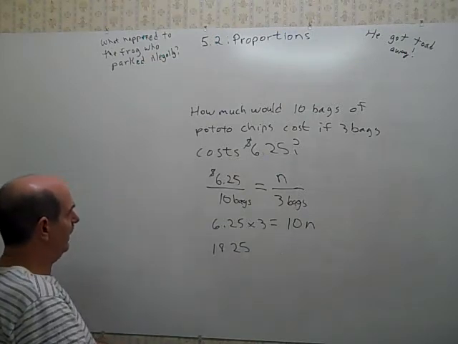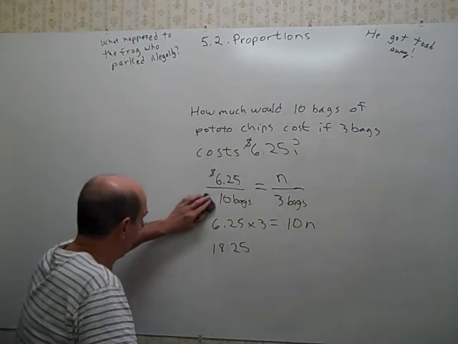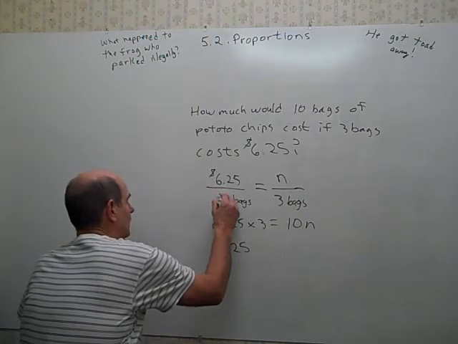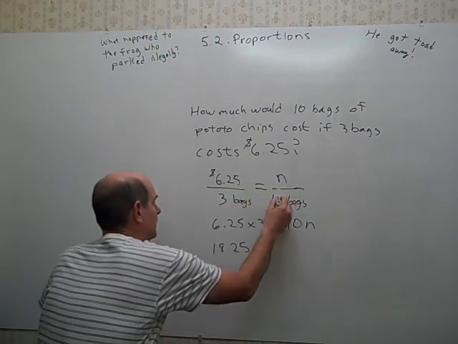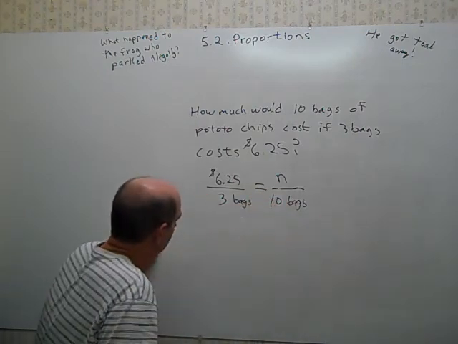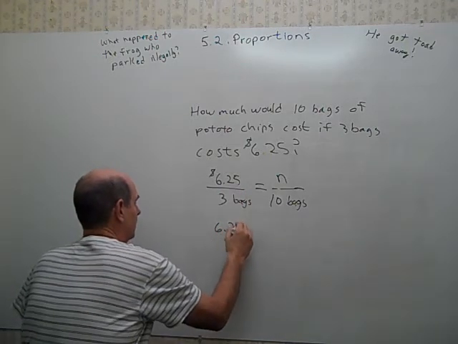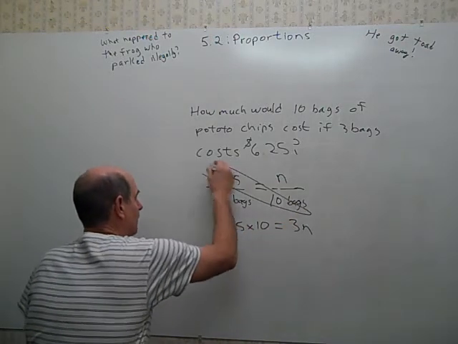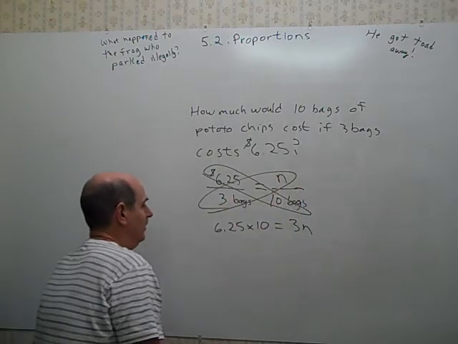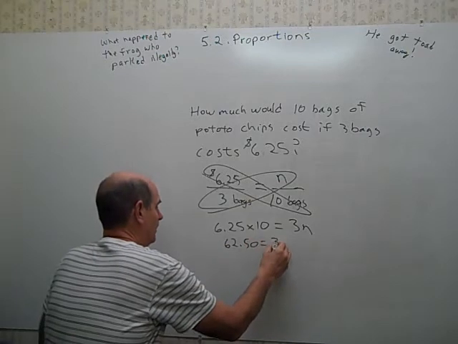It doesn't really say that 10 bags cost $6.25. It says that if you spend $6.25, you get 3 bags. And the question is, how much would 10 bags cost? So I'm going to redo and say 625 times 10 would equal 3 times n. That's looking better. Okay, this will just move the decimal over one place and be 6250 and 3n.